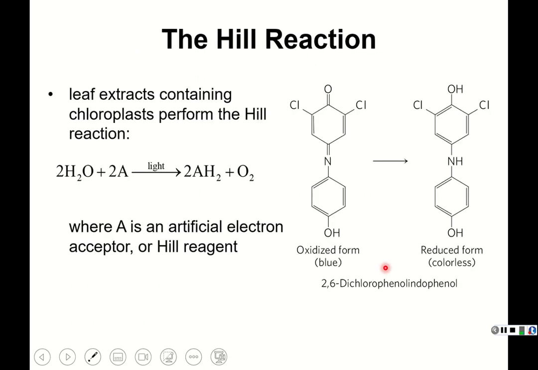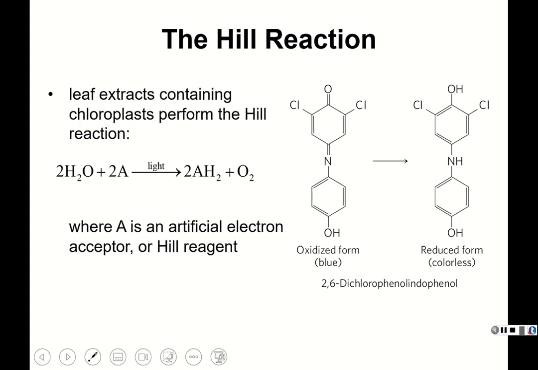The book talks about the Hill reaction, okay, and what the Hill reaction is specifically is just the process of turning water into oxygen using light, okay? So that's really all you need to know about the Hill reaction, right? You don't necessarily need to know anything about what A is here, okay? Don't focus too much on this.